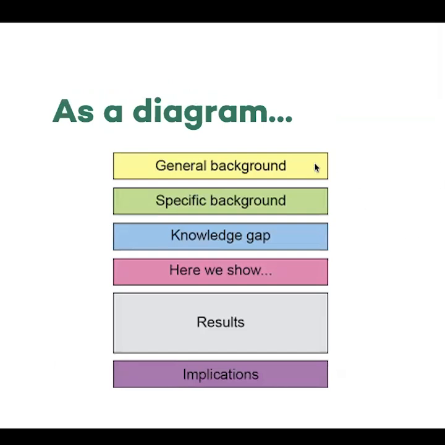So as a diagram, here is the structure of an abstract. And I'm drawing here again very strongly on research. So if you find that your abstract doesn't fit this structure, don't panic. It might just be a practice abstract rather than a research abstract. But this is how we would do it in academia. You start with a bit of general background, then you provide a bit of specific background, narrowing the field. You say what the knowledge gap is. You say, here we show, and provide a brief summary of the results. And lastly, some implications for future practice.